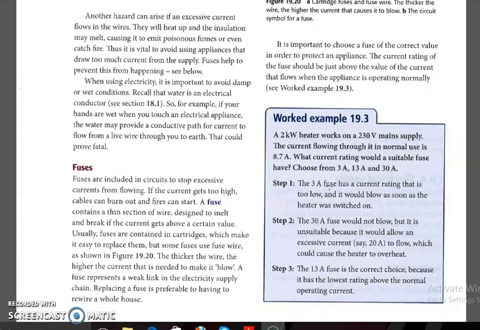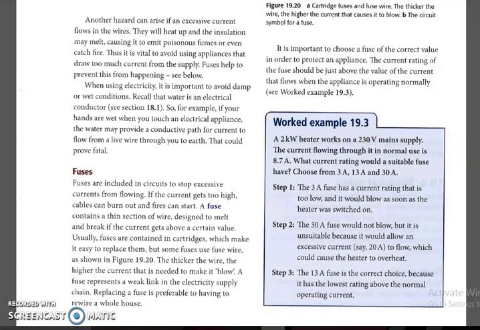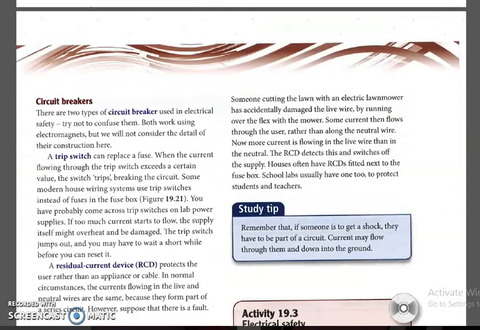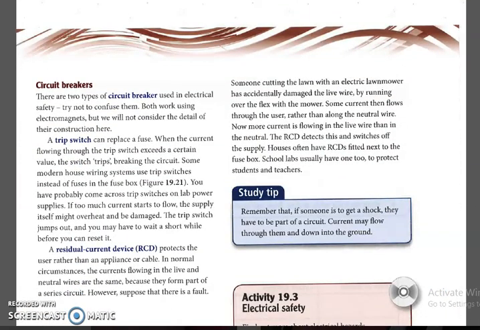Okay, so next we are going to learn about circuit breakers. A circuit breaker is another system which we are using for electrical safety. There are two types of circuit breakers. The first one is a trip switch. That is the switch we can see in the electric wiring system in our house.